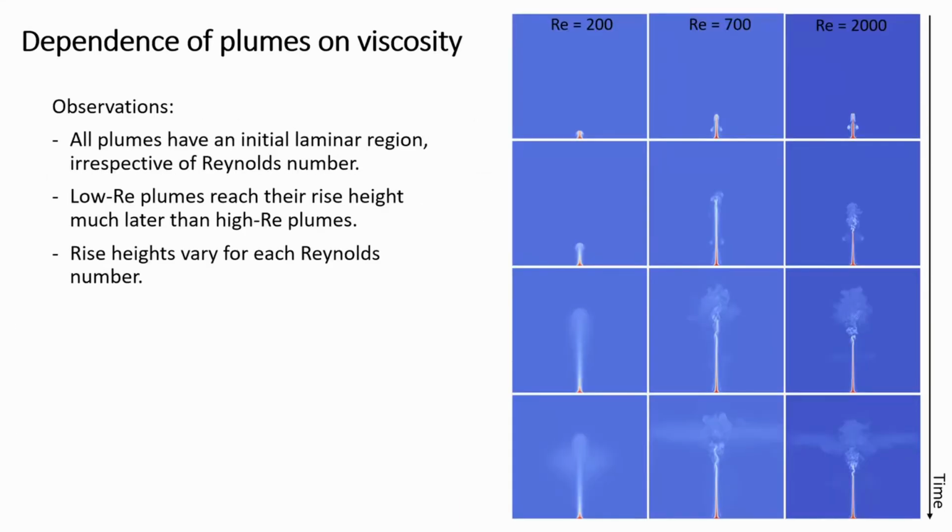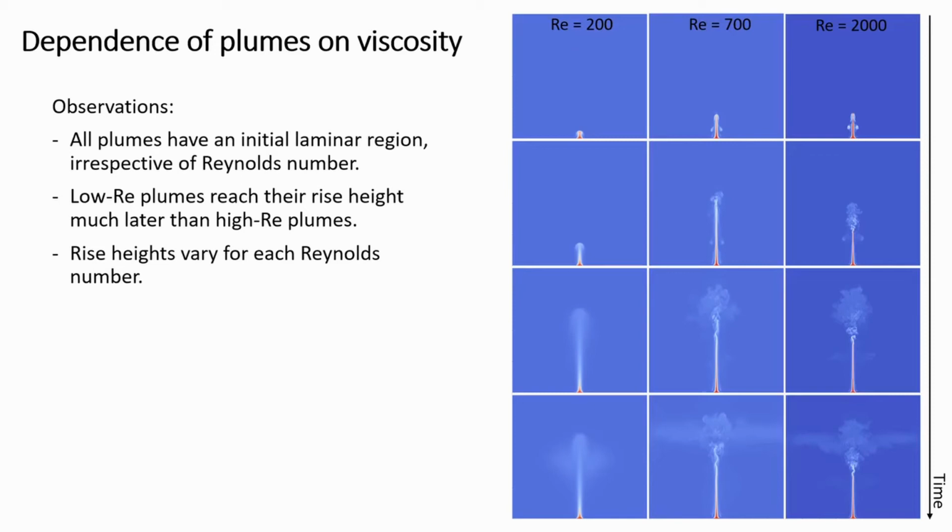Now let's compare a few different simulations side by side. Here we have 3 different simulations, each at a different Reynolds number. From left to right, they are 200, 700 and 2000. All 3 plumes have some sort of initial laminar region, which for the higher Reynolds numbers terminates in an instability at different heights. The initial propagation speed is very different also, and this seems to be affected by the instability itself.